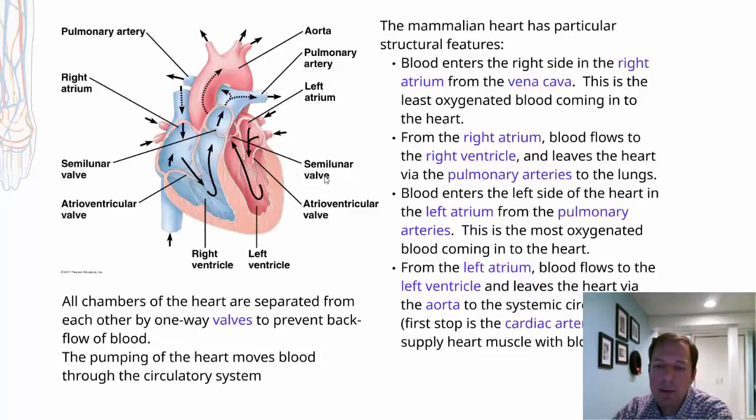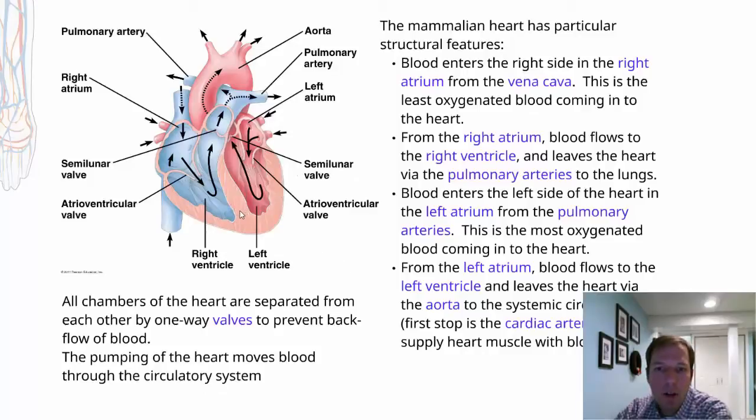And then the other types of valves are the semilunar valves. The semilunar valves are going to be closed when the ventricle is collecting blood from the atrium, but then will open when the ventricle contracts to allow the blood to leave, in this case, out of the aorta. The septum is going to be the wall of tissue that separates the left from the right part of the heart.